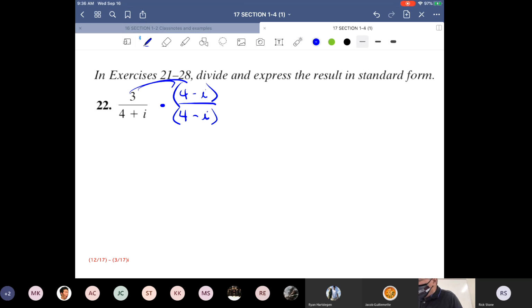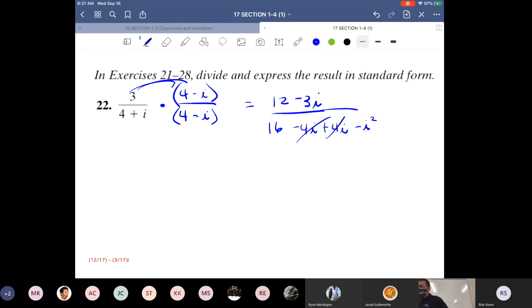So here we're going to distribute, and we're going to get 12 minus 3i. And here we're going to get 16 minus 4i plus 4i, and then minus i squared. Is everyone with me on the FOIL? Now, why did we multiply by the complex conjugate? Well, that's always going to make those two things in the denominator cancel.